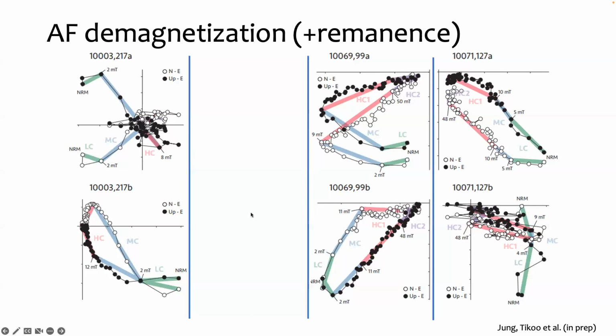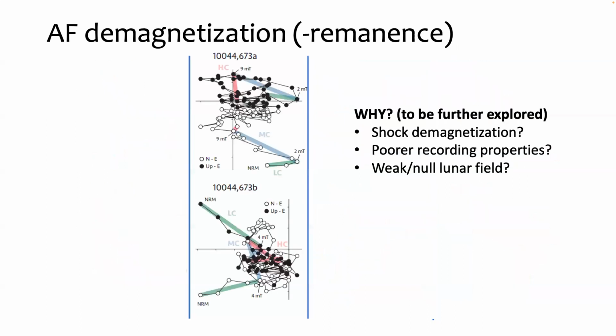Same thing with these other samples. There are some overprints, but then we have an origin trending vector. Here's another overprint, and then we have an origin trending vector. This data for the sample is less clean, but there is some high coercivity or high field remanence in this one as well. Interestingly, the one sample that did not have a stable magnetization is actually the rock that we found was shocked.